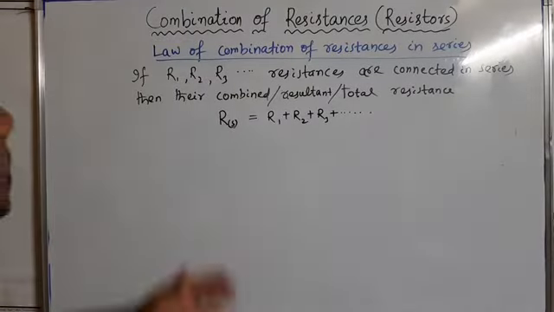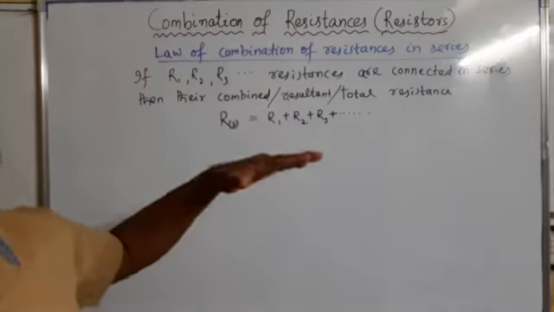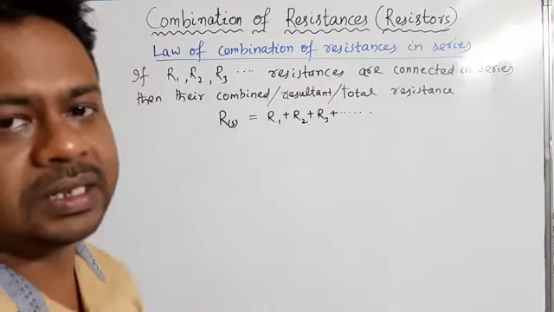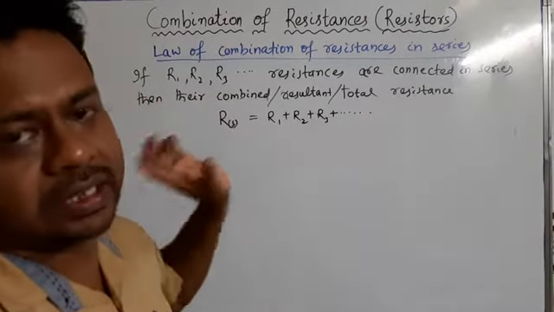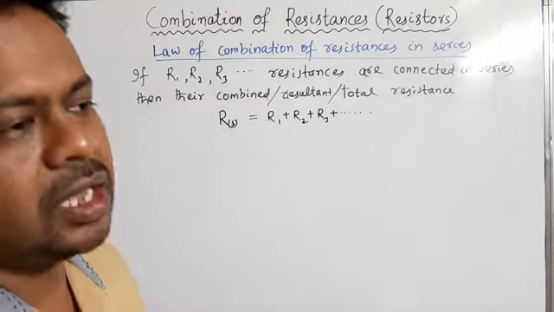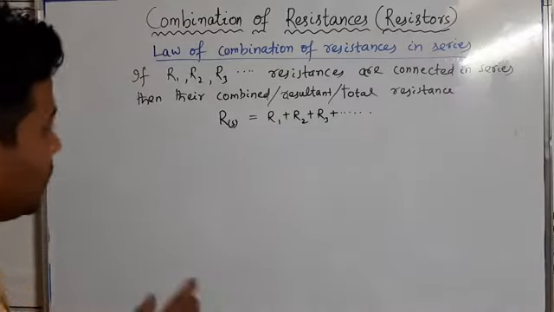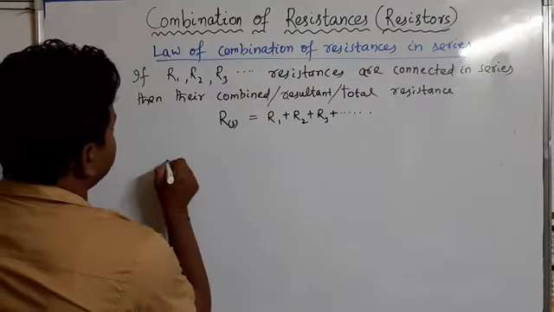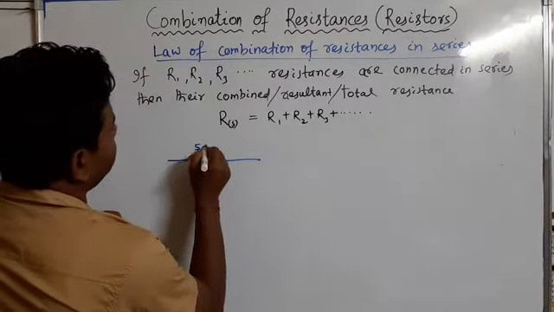However many resistances you connect in series, if you add the individual resistances of all of them, then you will find the combined or total resistance. It means if you want to find the total resistance in a series connection, you have to add all the individual resistances. We will take an example, then it will be more clear. So let there be 3 resistances. This is 5 ohm.